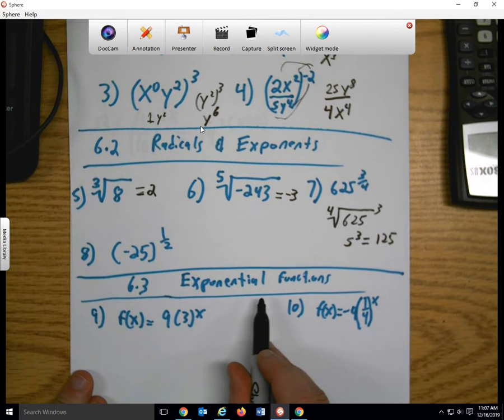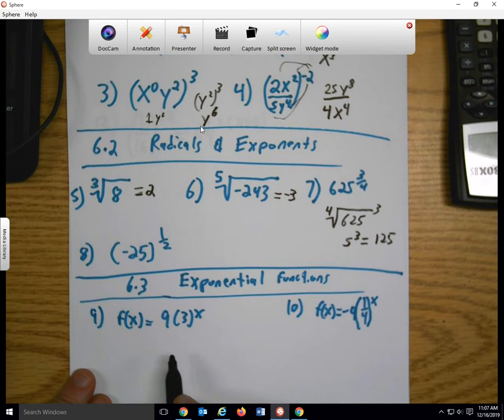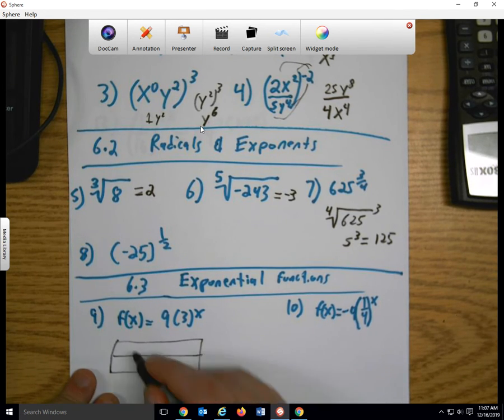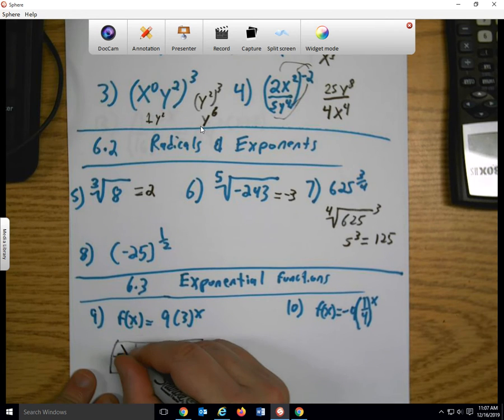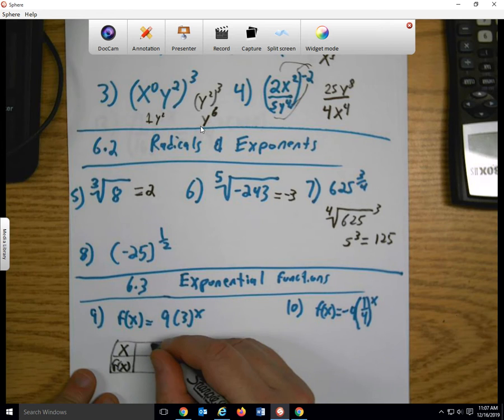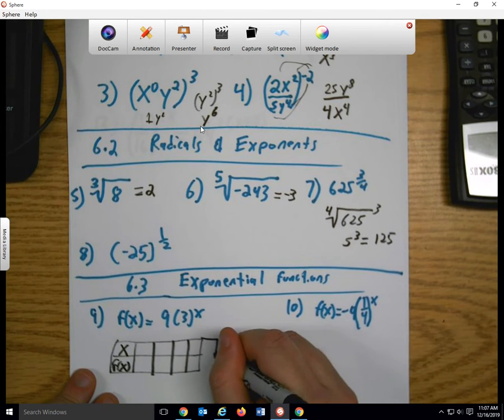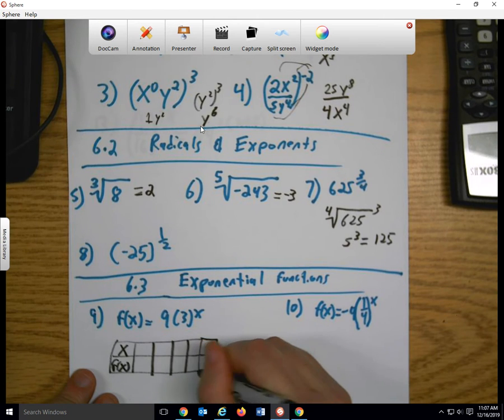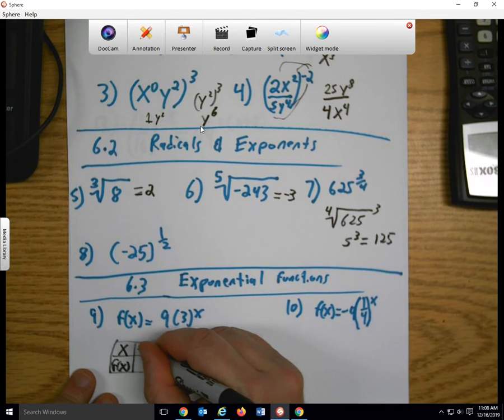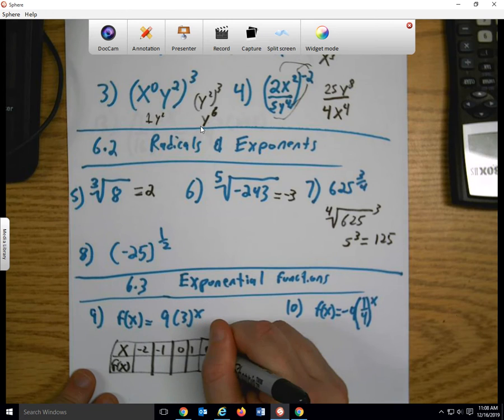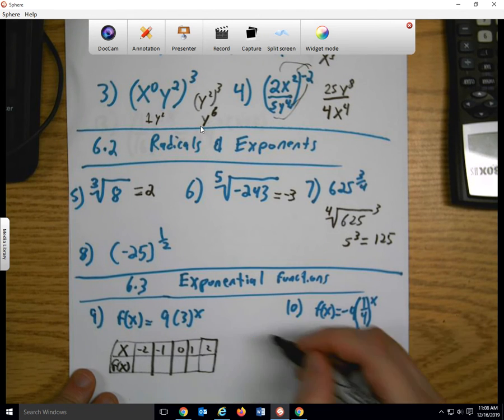Now, exponential functions. In order to do that, the first step is to make a table. Looks like my marker's dying. Make it work. And then we choose numbers. So I'll choose a negative 2, a negative 1, a 0, a 1, and a 2. Then we substitute them in and solve each time.